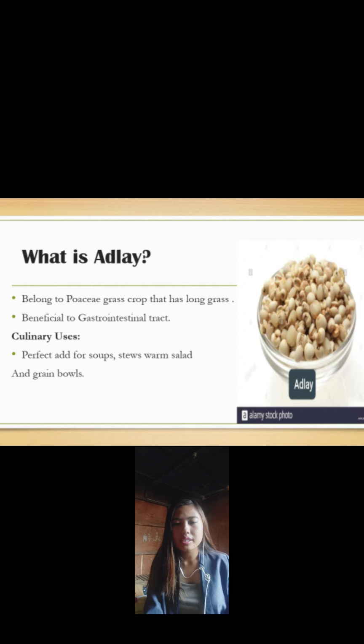Let's define adlai. What is an adlai? An adlai belongs to the Poaceae grass family that has long grass. So that is the structure of an adlai. And also, adlai is beneficial to the gastrointestinal tract, for those people who have a problem in the small intestines.